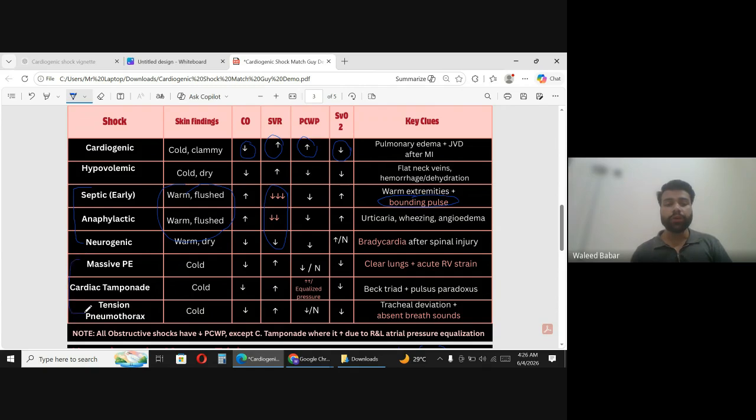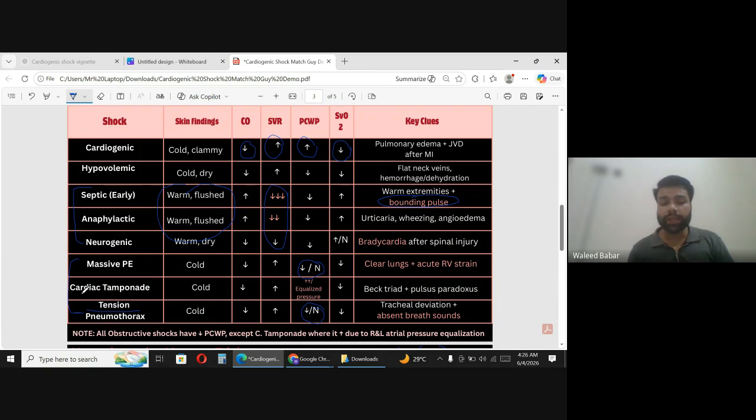In obstructive shock, the problem is obstruction. In massive pulmonary embolism, the obstruction is at the level of the pulmonary artery, and that's why our right heart pressure is going to be increased in the form of jugular venous distension, but left heart pressures are going to be decreased. And the same in the case of tension pneumothorax, where intrathoracic pressure is increased. There is impaired venous return to the right heart. That's why we are going to have jugular venous distension because of backup of blood in the jugular veins. And the blood is not moving forward from the right heart towards the left heart, and we are going to have decreased left heart pressures.